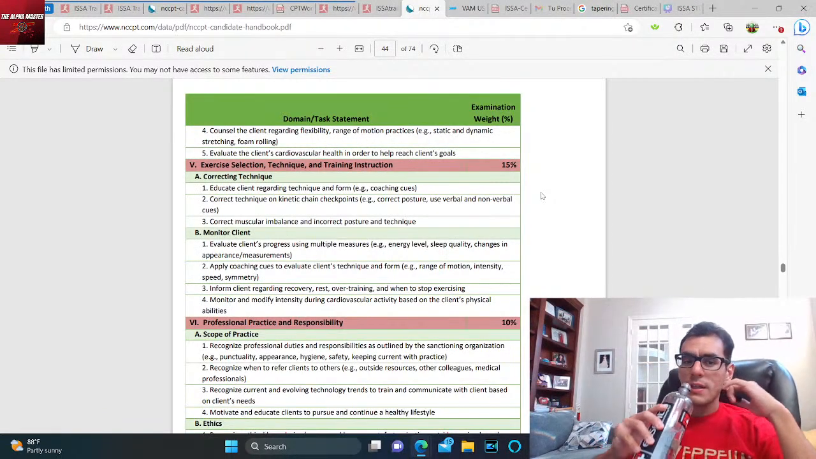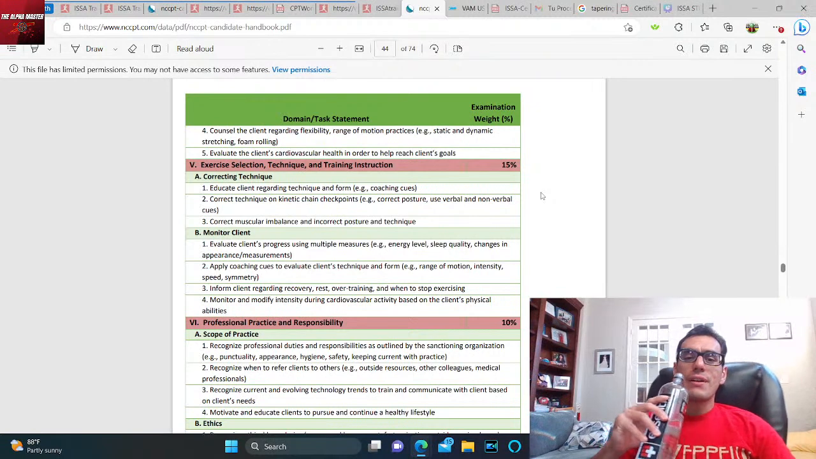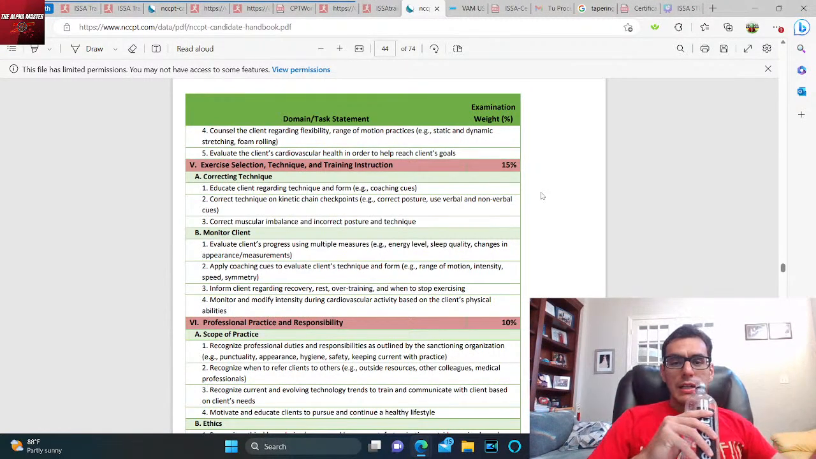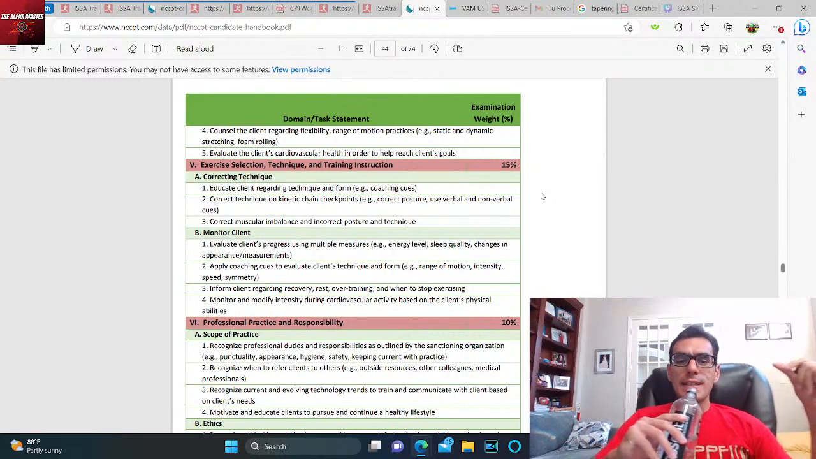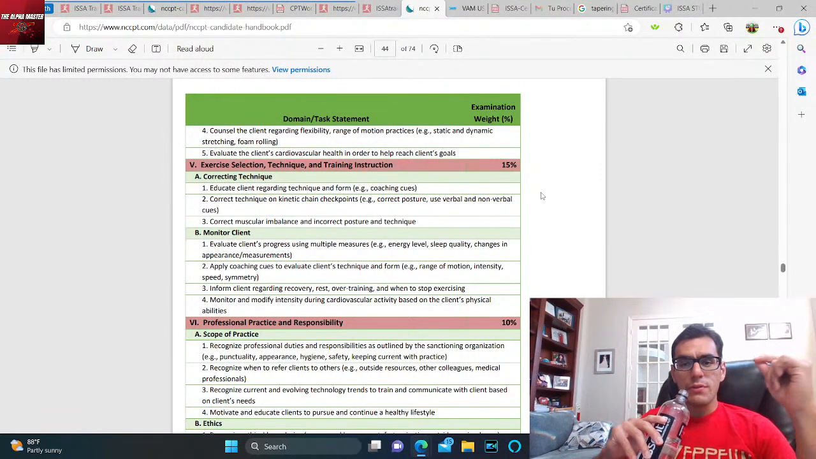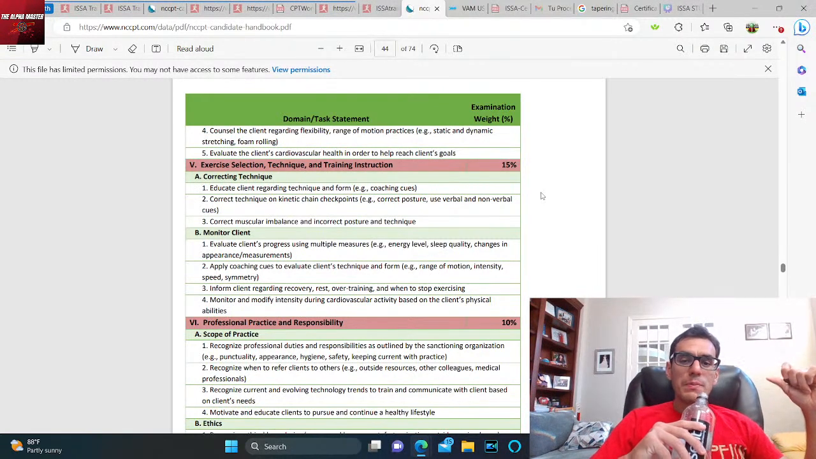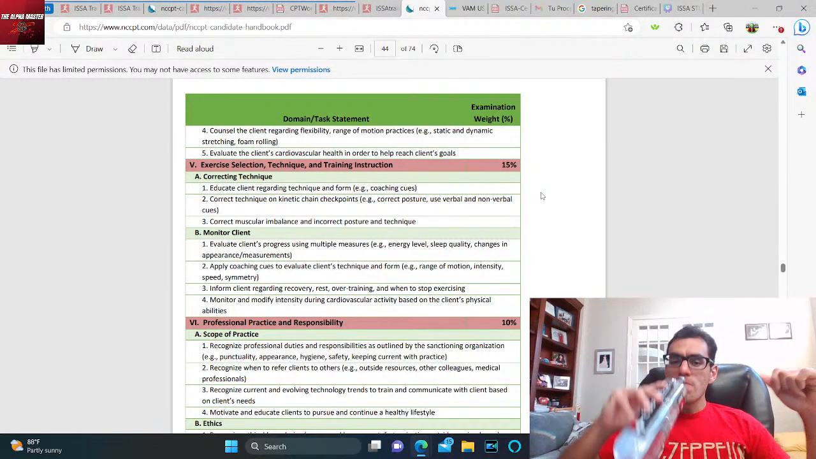You have corrective technique. Educate the client regarding technique and form, like coaching cues, correct technique on kinetic chain checkpoints, correct posture, use verbal and nonverbal cues, and correct muscular imbalances and incorrect posture and technique.